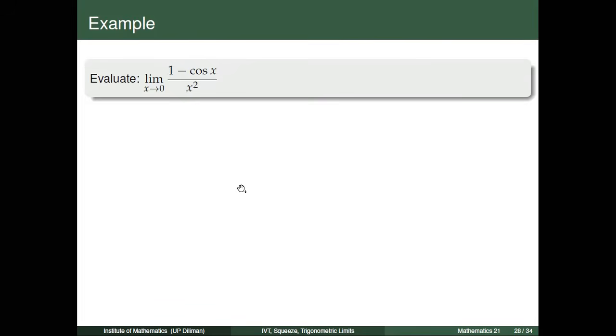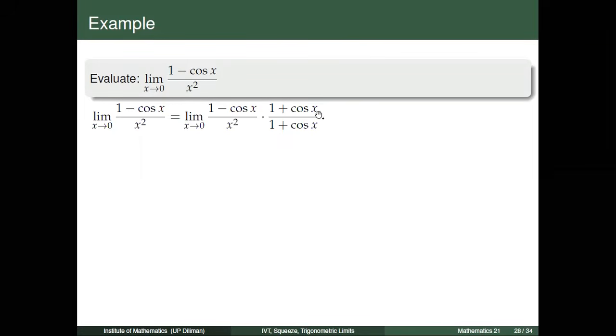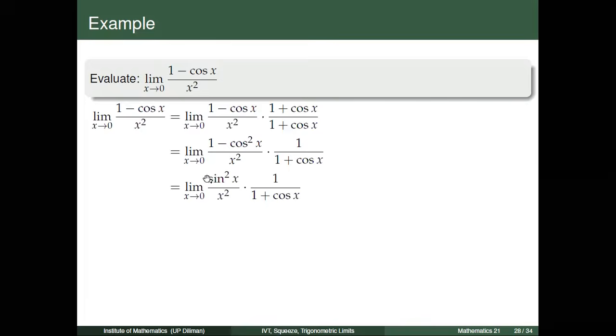And as before, in our proof of the limit of 1 minus cosine x over x being equal to 0, the trick is to multiply and divide by 1 plus cosine x, in order to get 1 minus cosine squared x in the numerator, which becomes sine squared x. All right. Note that we also factored out 1 over 1 plus cosine x because it does not contribute to the indeterminacy anyway, because its limit as x approaches 0 is 1 over 1 plus 1, or 1 half.